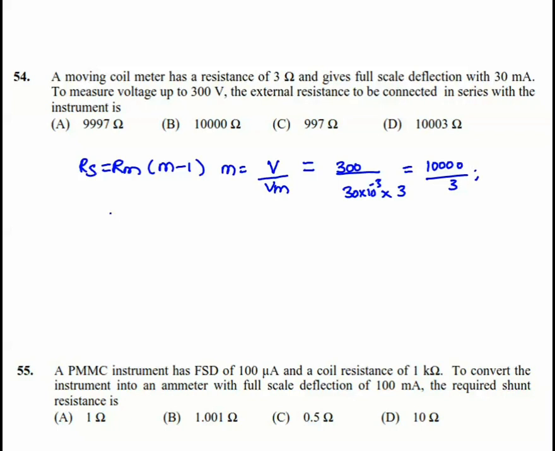So Rm is 3 ohms into the m value, which is 10 power 3 divided by 3, minus 1. So this is equal to 3 into (10000 minus 3) divided by 3. So finally we'll get 9997 ohms as the answer. So option A is correct here.